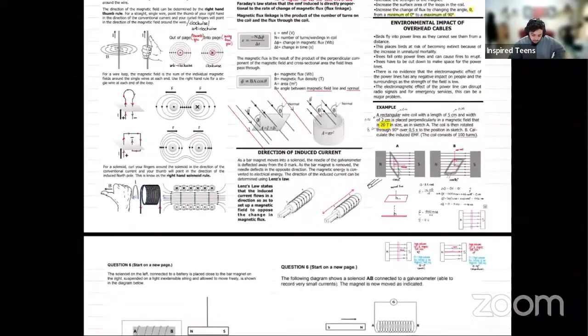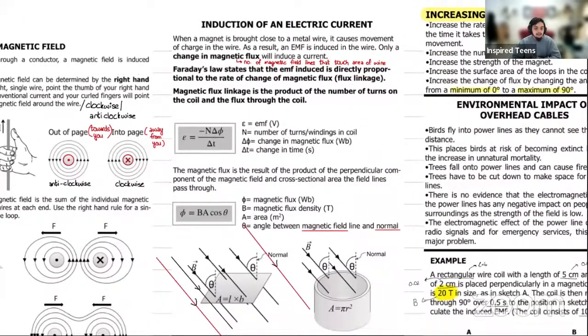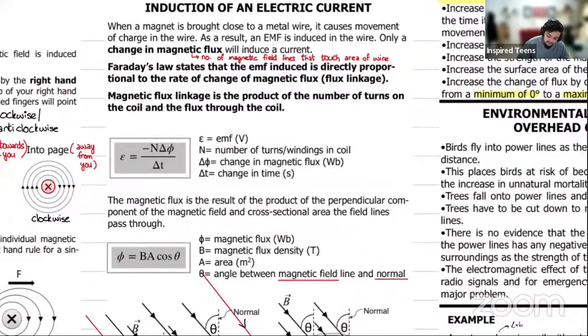Okay, let's move on. Let's talk about induction of electric current. When a magnet is brought close to a metal wire, it causes movement of charge in the wire. As a result, an EMF is induced in the wire. Only change in magnetic flux will induce a current. I think this is the most important thing that we picked up from here.